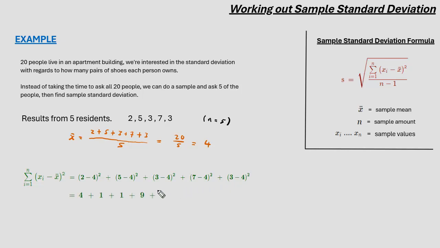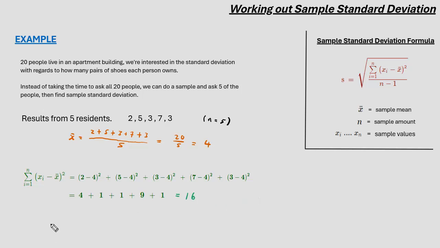And when we work out each bracket squared, these are the values we get. We'll have minus 2 squared for 4, 1 squared gives us 1, minus 1 squared also gives 1, 3 squared gives 9, and minus 1 squared again gives 1. And summed up gives us a value of 16.